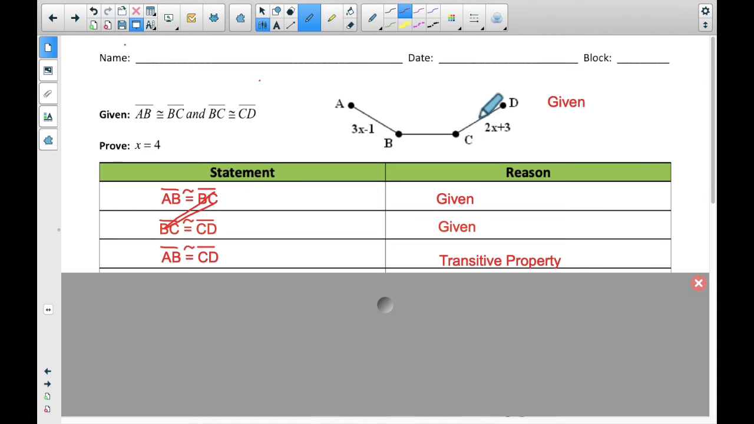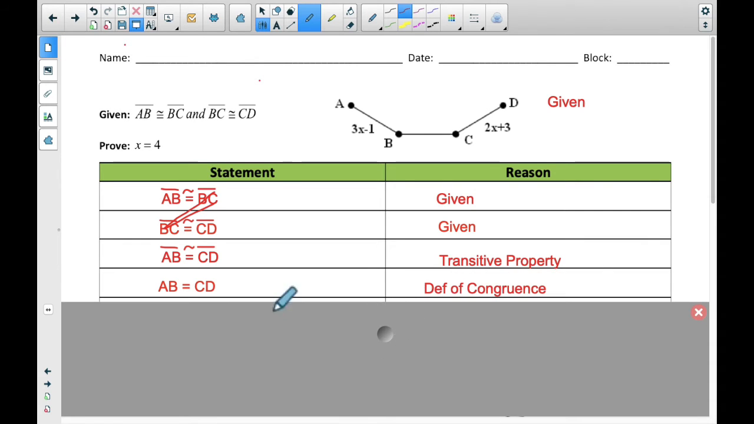Okay, we're trying to get to x equals 4. So if these are congruent to each other, what now? Well, I somehow need to incorporate my x's here pretty soon. Maybe instead of saying congruent, because we're about to get into equations, we don't want congruence with equations, we want equal to with equations. So let's make this an equal sign. We can just change this into equals because that's the definition of congruence. Okay, now that we have them equal to each other, I think we can start getting into our x's.